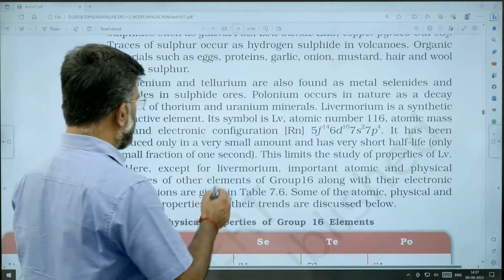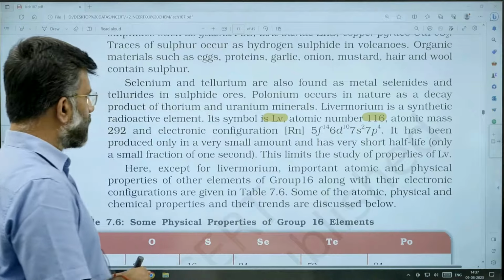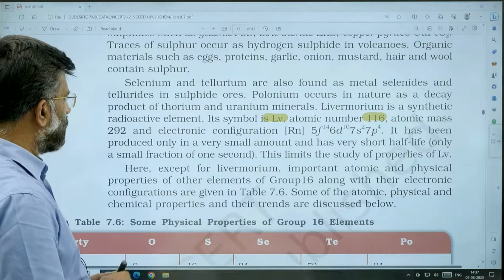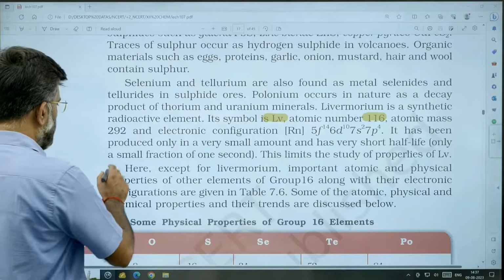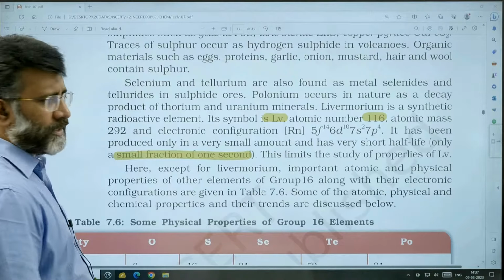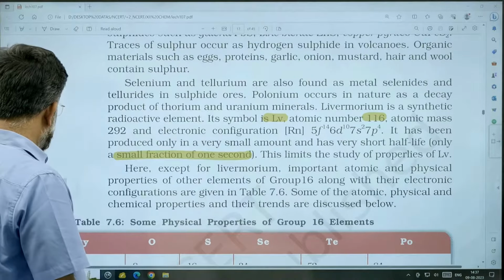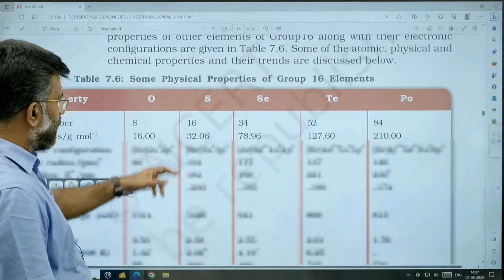Livermorium, Lv, that is the synthetic element, atomic number 116. Very short half-life, a very small fraction of 1 second. Let's have a look at the atomic and physical properties of the oxygen family in detail.